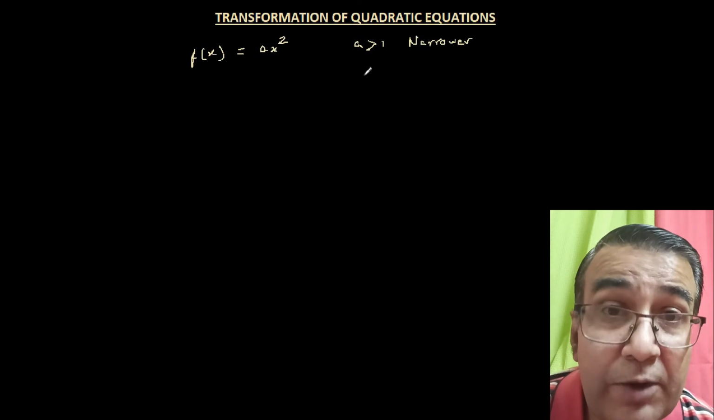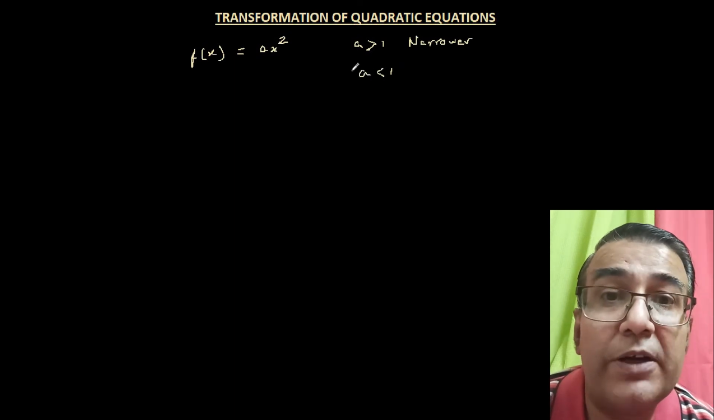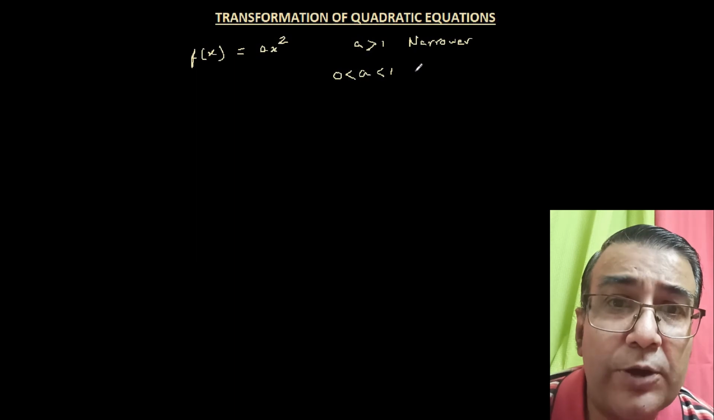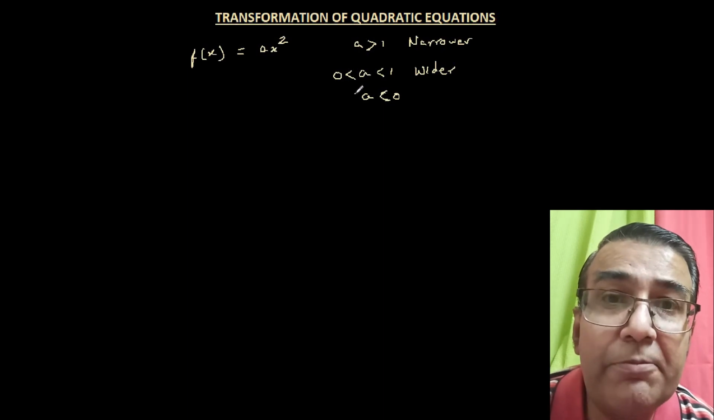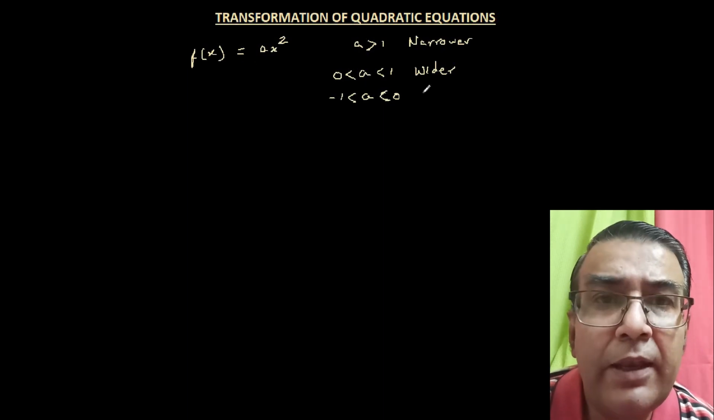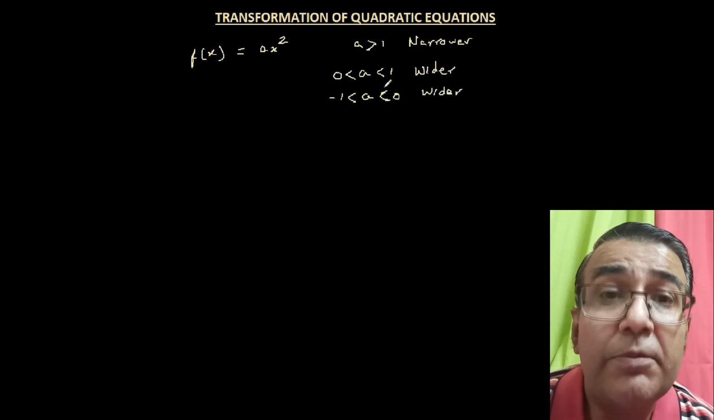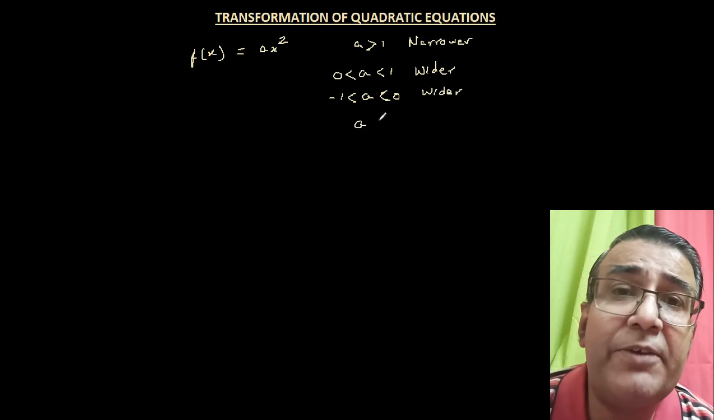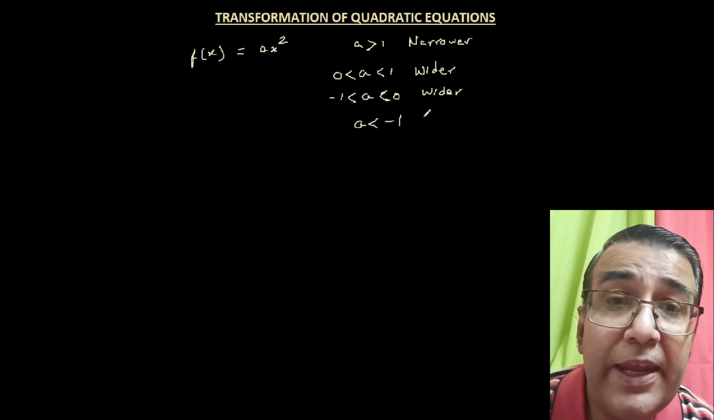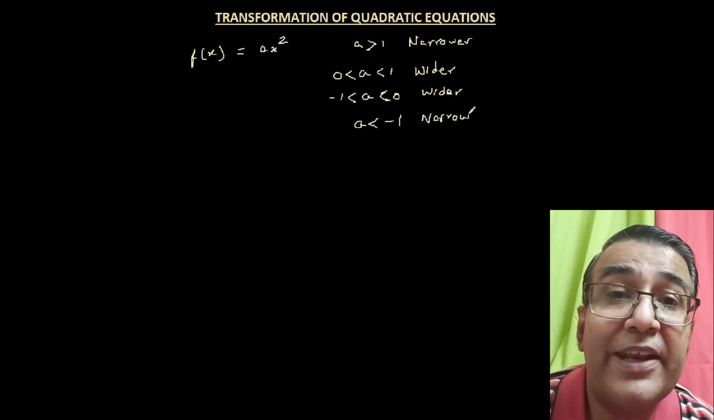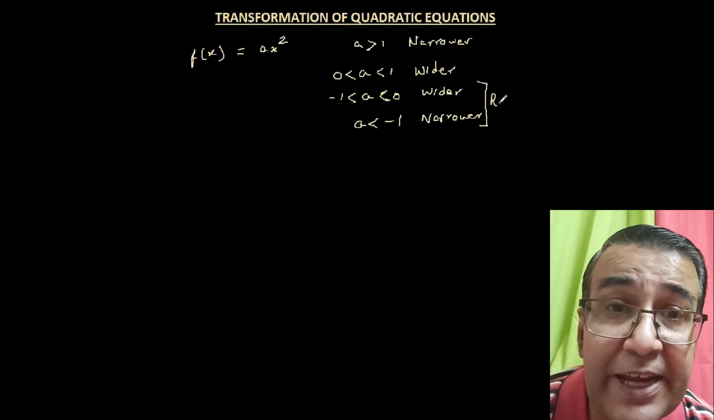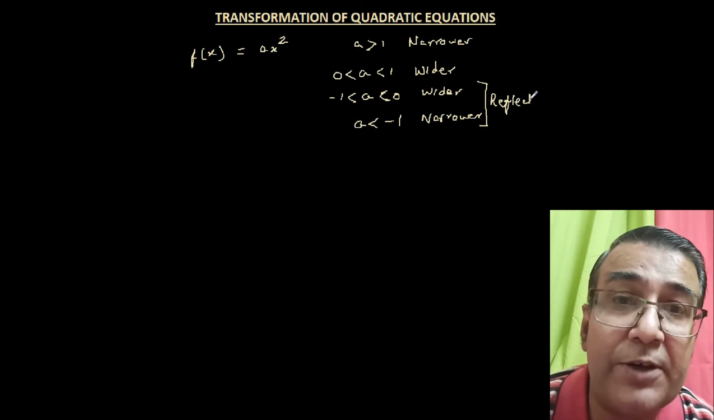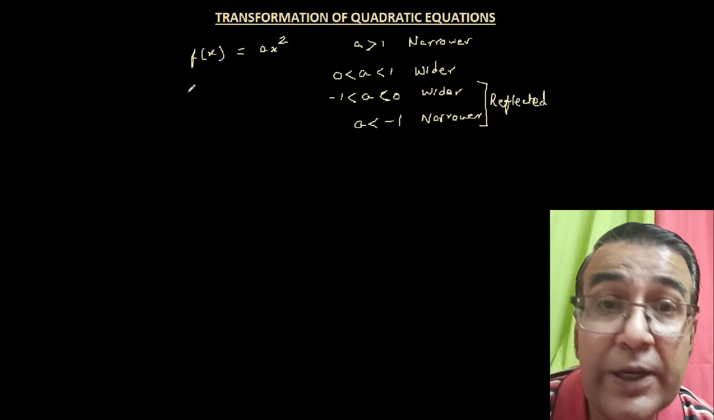But a could be less than 1 also. If it is less than 1 but greater than 0, then we saw that the graph became wider. Same way, if a were negative, that means less than 0 but greater than negative 1, then again the graph is going to be wider. And if a is less than negative 1, then the graph is going to become narrower. But in both these cases, since the coefficient of x square has become negative, we will also have a reflection over the x-axis, or a vertical reflection.